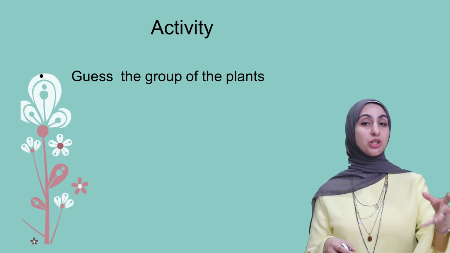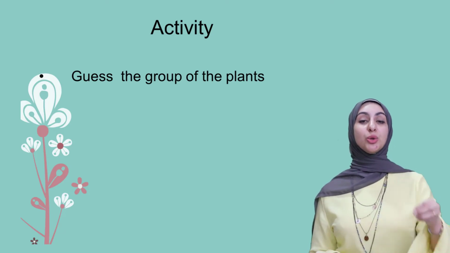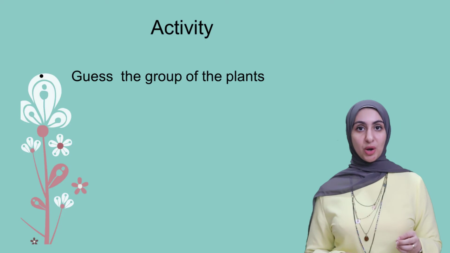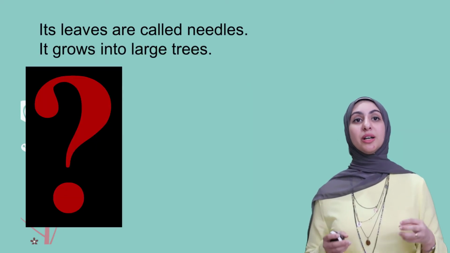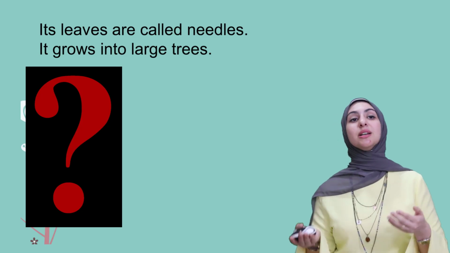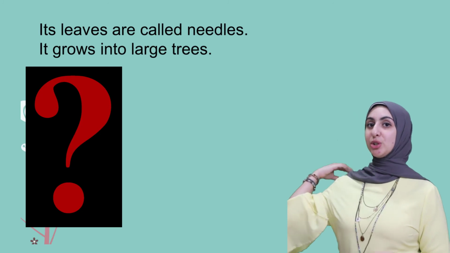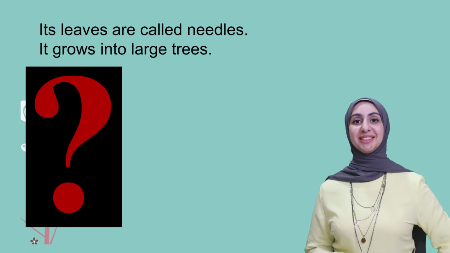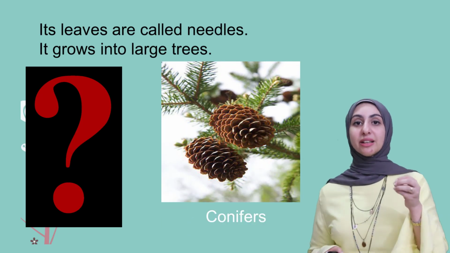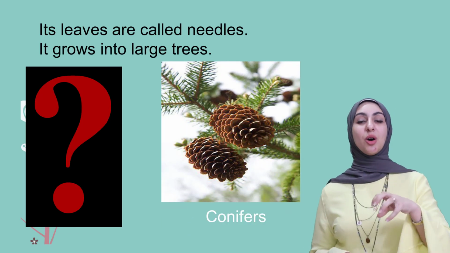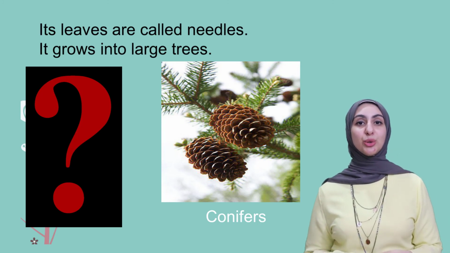I'm going to give you features, and according to these features, you are going to decide in which group this plant belongs. Okay? So for the first one here, its leaves are called needles. It grows into large trees. Which group is this? Yes, conifers. Because I said here needles, right? And the needles are narrow leaves, which is specialized for the conifers group.